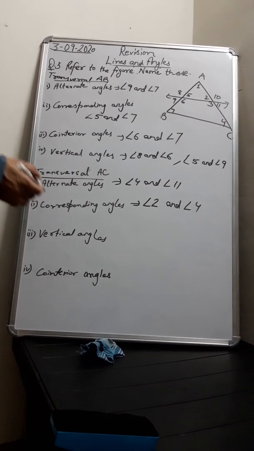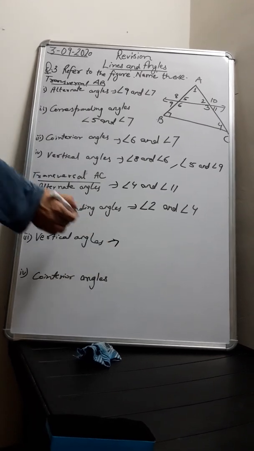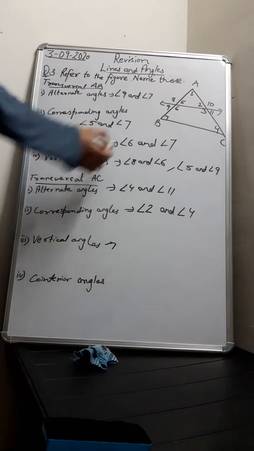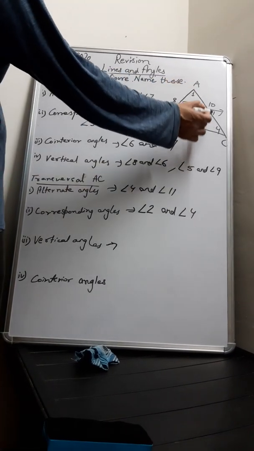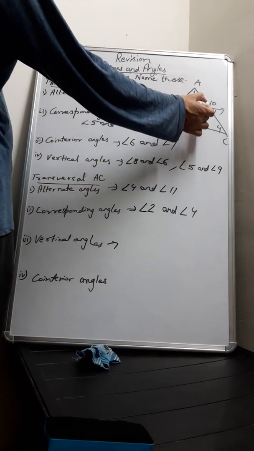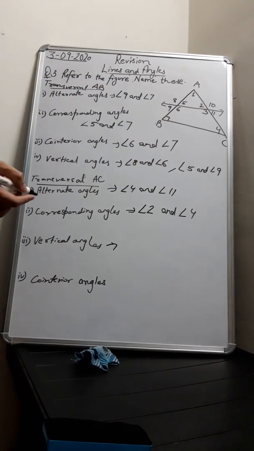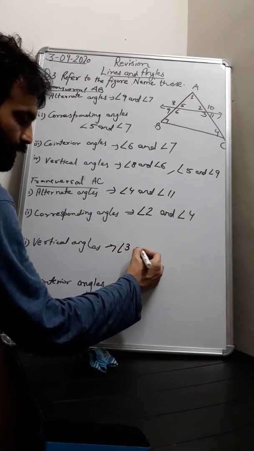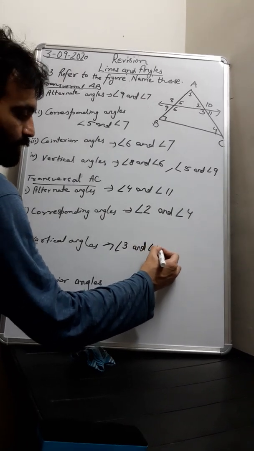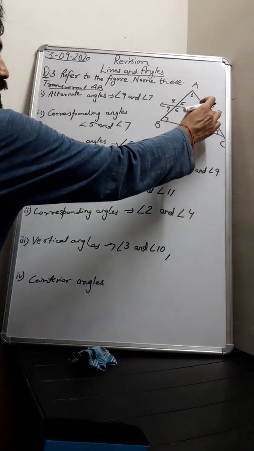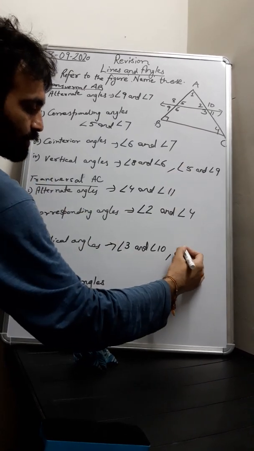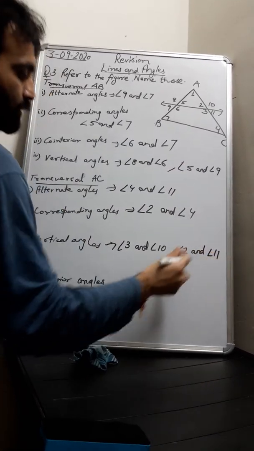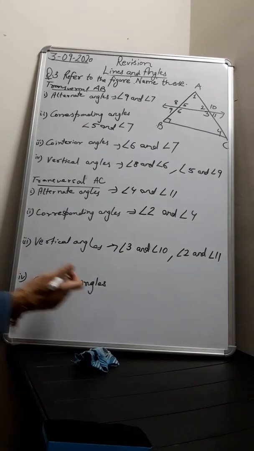After that, you have to tell vertical angles. Now for vertical angles we are taking transversal AC. So this is our transversal AC, and the angles which have a common vertex and go in opposite direction are angle 3 and angle 10. This is your first pair, and the second is angle 2 and angle 11. So these are your vertical angles.